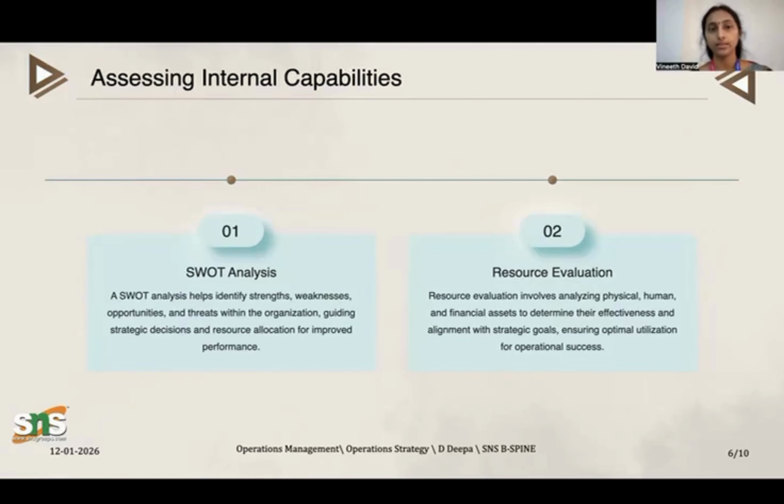Developing an effective operations strategy. Internal capabilities: first one is SWOT analysis, understanding the strengths, weaknesses, opportunities, and threats within the organization. And next is resource evaluation. What is a resource over here? Physical resources, human and financial assets, all these. Manpower, and all kinds of physical resources like equipment, machinery and all. And next is capital.